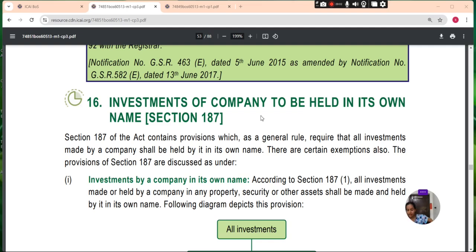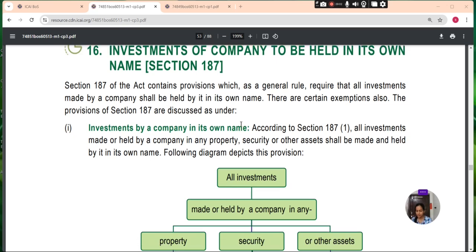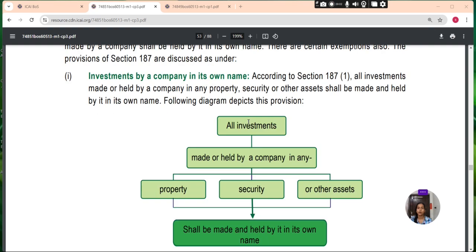The following diagram depicts this provision. All investments which are made or held by a company in any property, security or other asset shall be made and held in its own name.